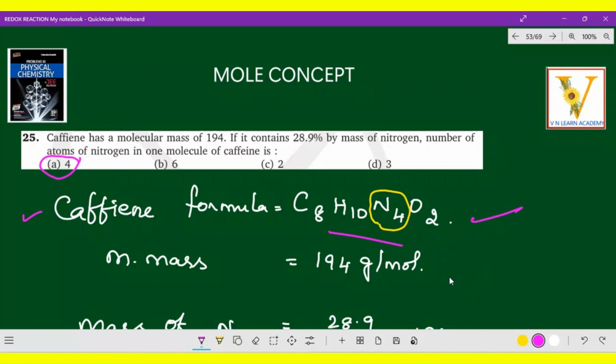Not only the same one, even if you get some other different question like this, you are able to solve it. This idea helps you to solve. Right, come on, let's go to the next question.